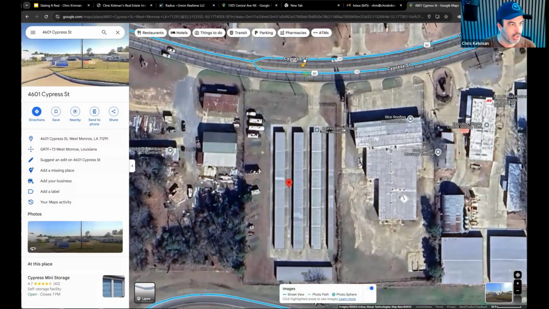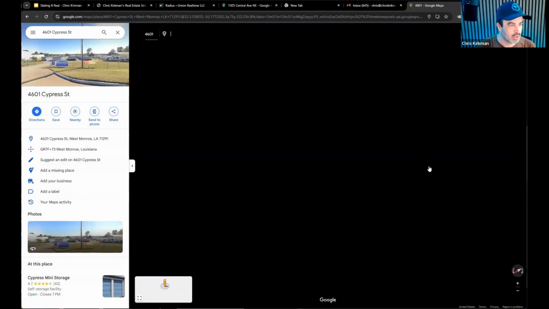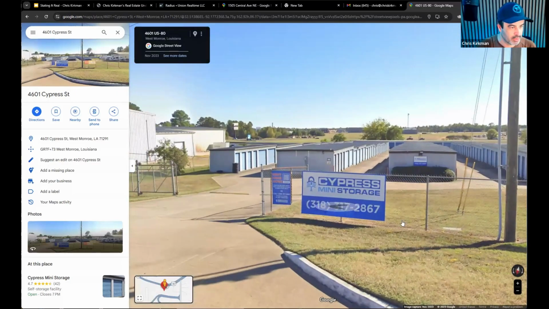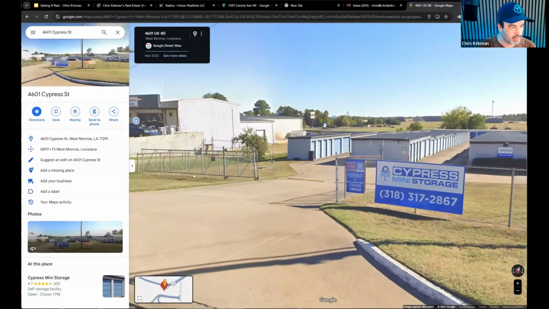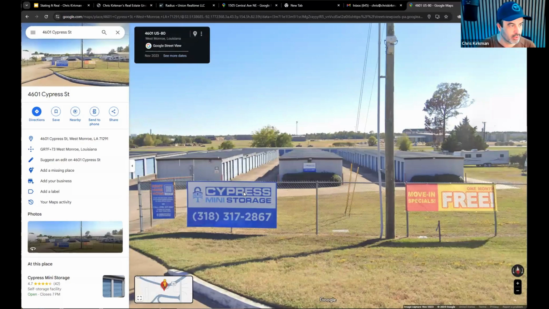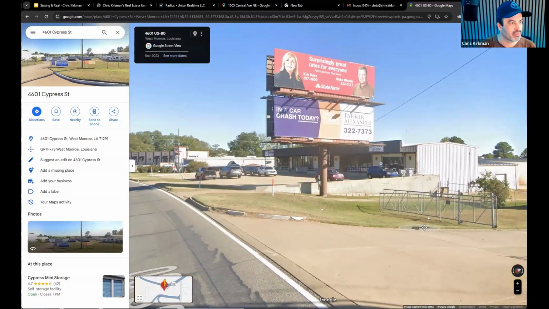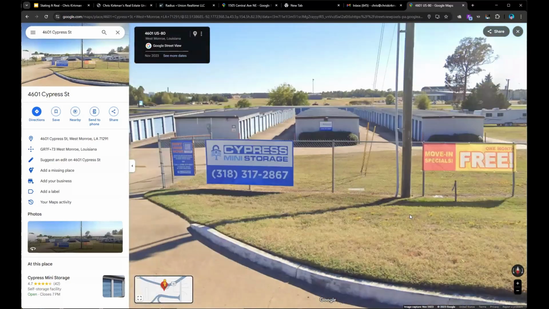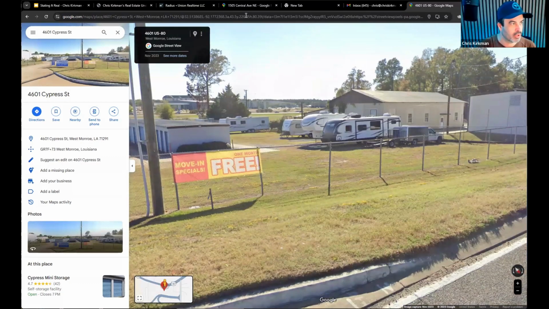Then real quickly go to the major road here. I'm going to spin it around. Okay, cool. Cypress Mini Storage. Nice. We got a little gate there. Really cool billboard opportunity, but that looks like it could be part of the land next door. I love billboards on storage. Looks like we got some good parking, so that's great. So we're going to go ahead and put this address into Radius Plus.